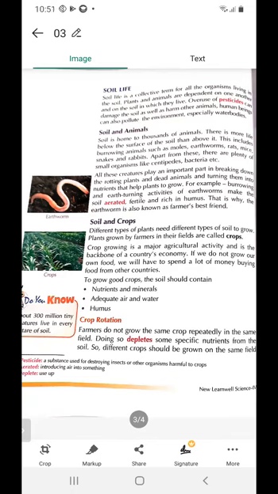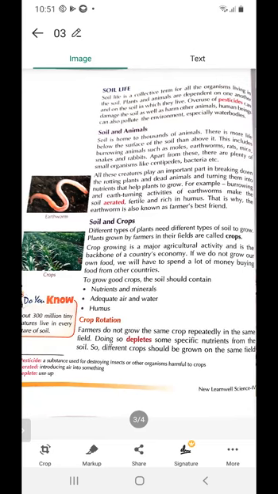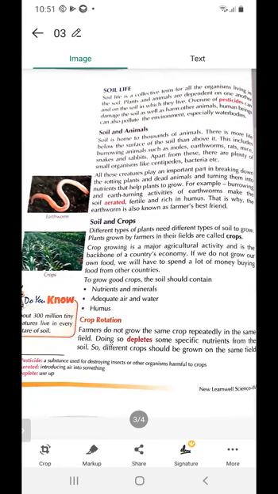So suppose the earthworm keeps moving inside the soil and makes burrows in it, because of which air enters the soil, and the soil becomes fertile and rich in humus. When earthworms die, they add humus into the soil.